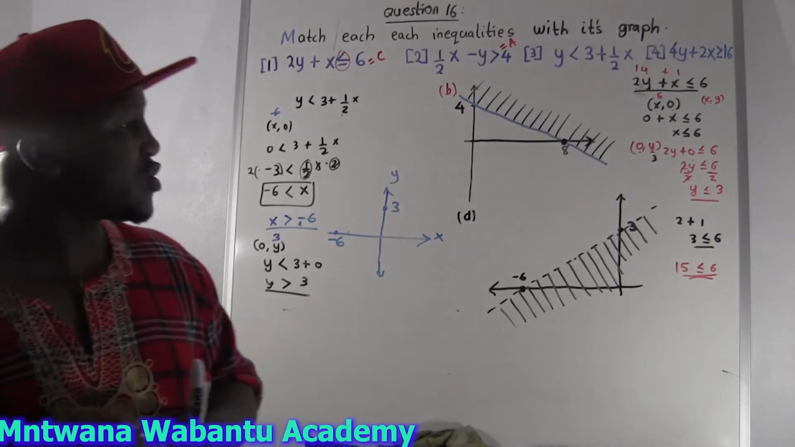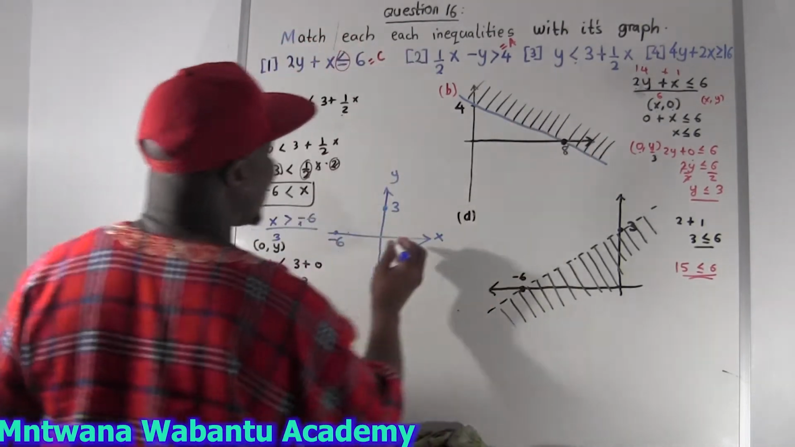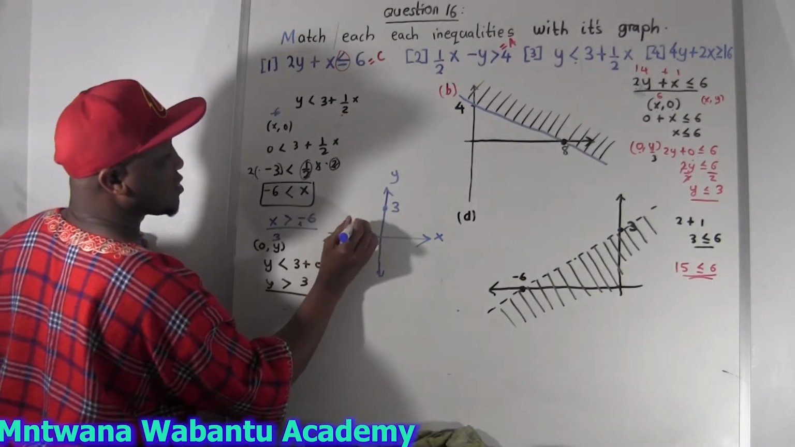Are we going to connect using a solid line or a dotted line? It's going to be dotted, because this is just a symbol. So we're going to say, okay, dotted.